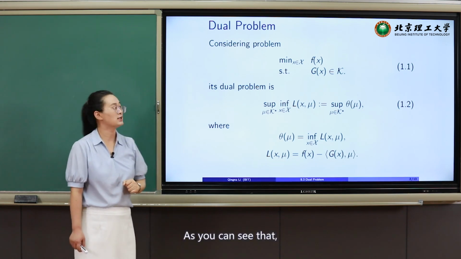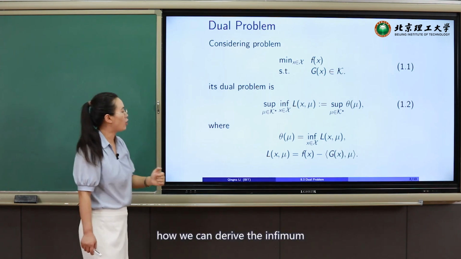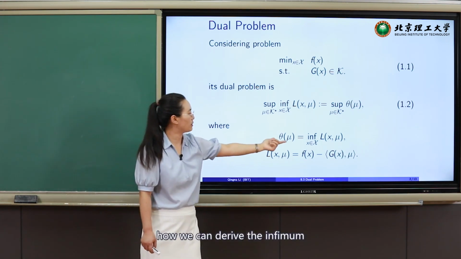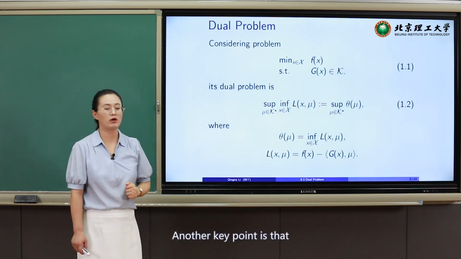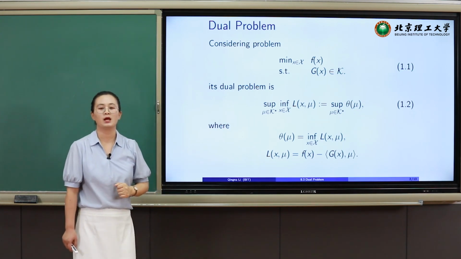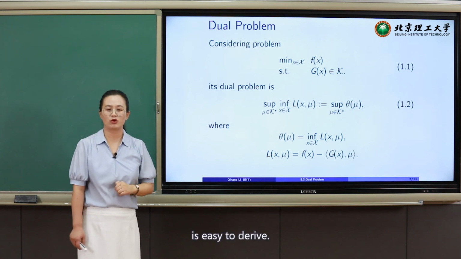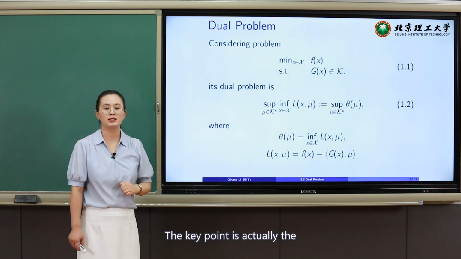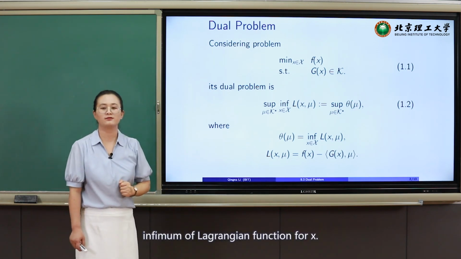As you can see, for the dual problem, the key point is how we can derive the infimum of the Lagrange function. Another key point is how we can get the dual cone K star. Normally this K star is easy to derive. The key point is actually the infimum of the Lagrange function over x.